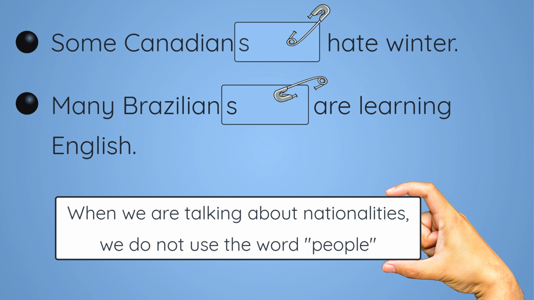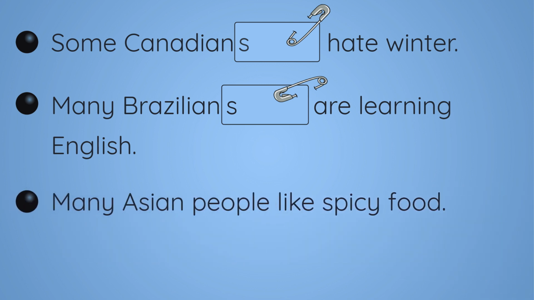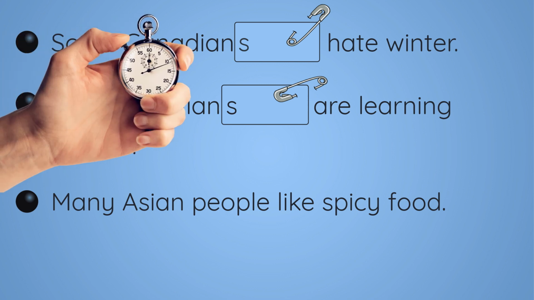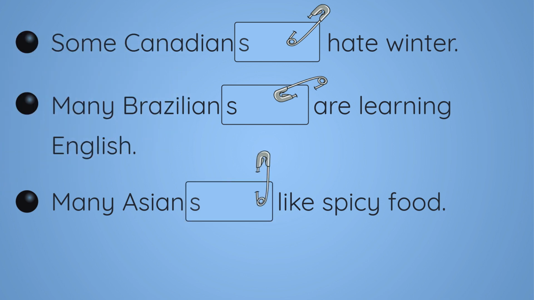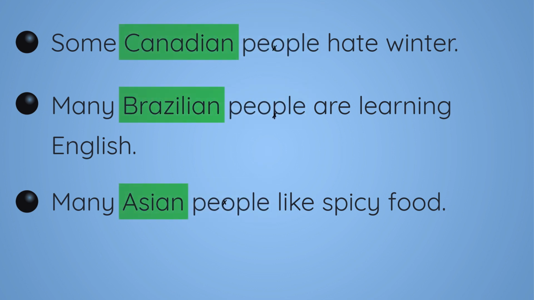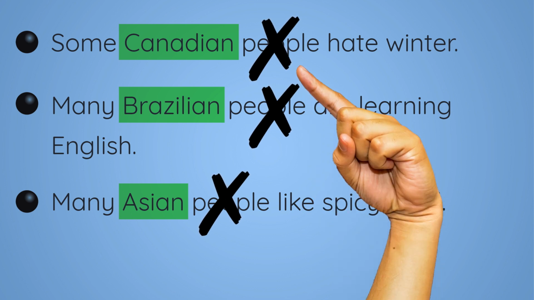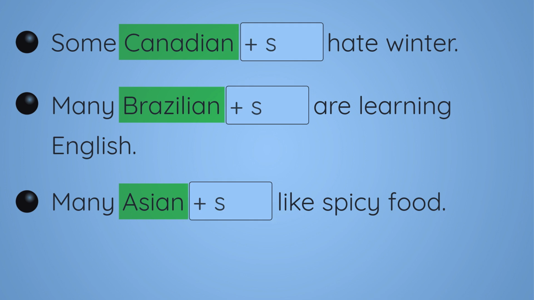So, I'm going to give you another example. Many Asian people like a spicy food. Now, how would you fix the sentence? If you said many Asians like a spicy food, you'd be correct. So, when we talk about nationalities, we do not need this word, people. This word is a waste of space. We just need the nationality with an S.